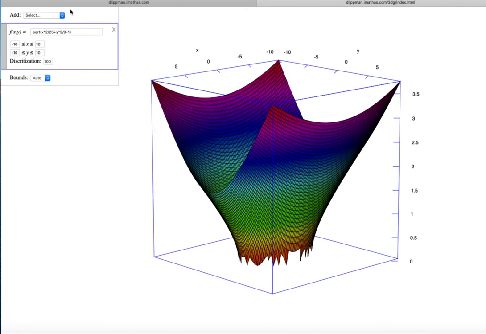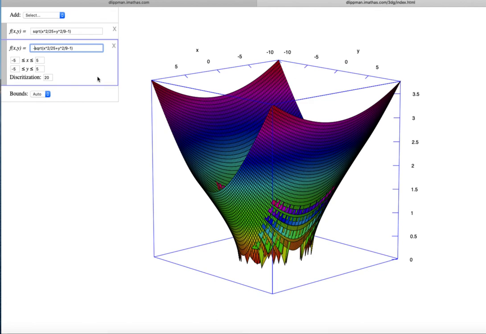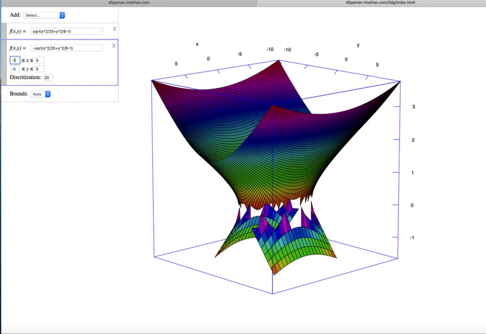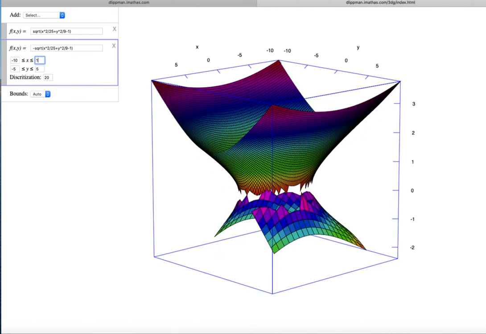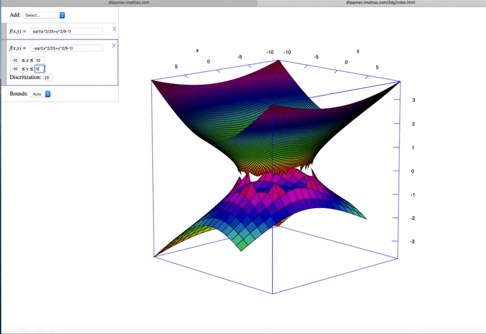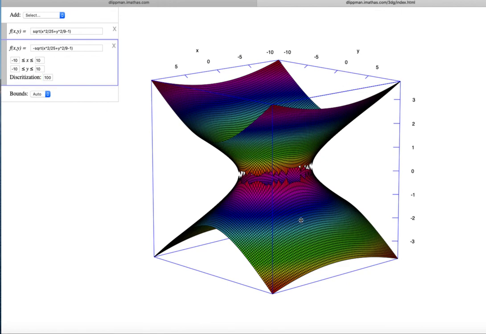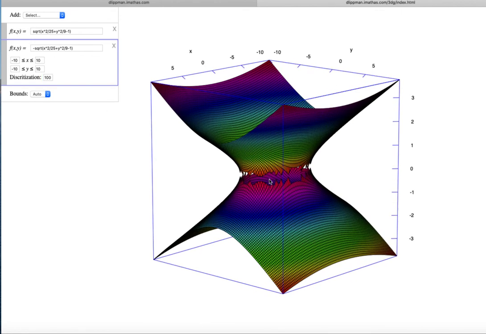And so I'm going to go ahead and add another one, which is the same thing, but with a negative in front of the square root. And of course I want these to match up, so we'll go -10 to 10 and -10 to 10. And let's make the discretizations match. Okay, and of course you've got this interruption in here where the grapher's not sure what to do with this stuff as it approaches infinite steepness.